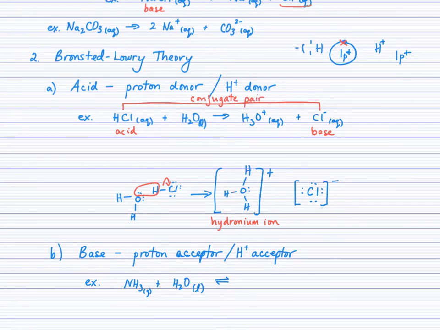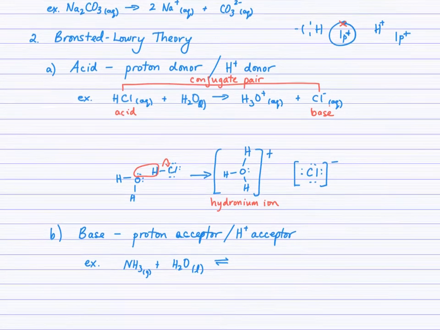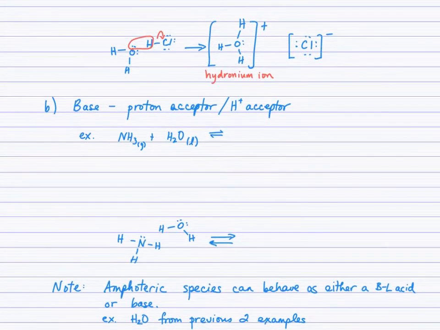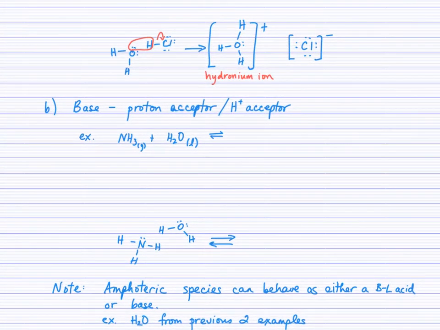So HCl is the acid, and when it donates the proton, the particle that's left over is the chloride ion. So the chloride ion is the conjugate base of HCl. Okay, before I talk about the water in that example, I'm going to move on and define a Bronsted-Lowry base. So a Bronsted-Lowry base is a proton acceptor, or an H positive acceptor.